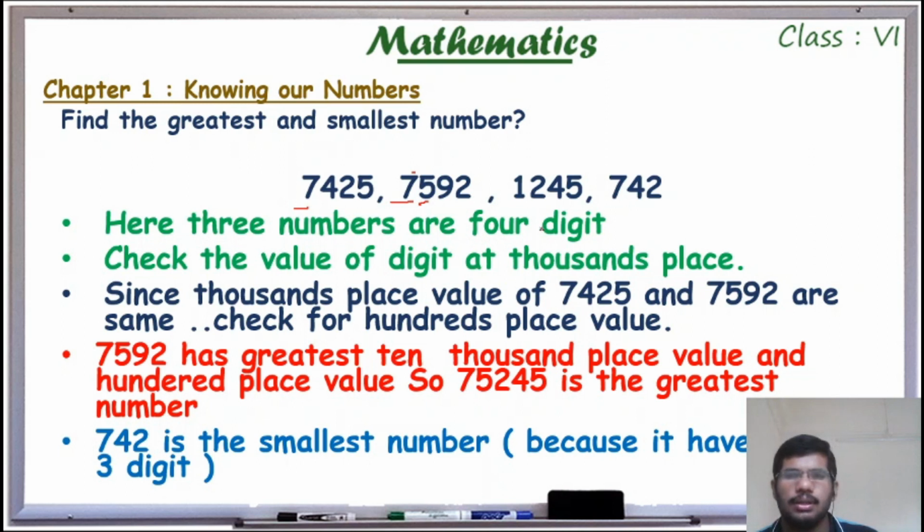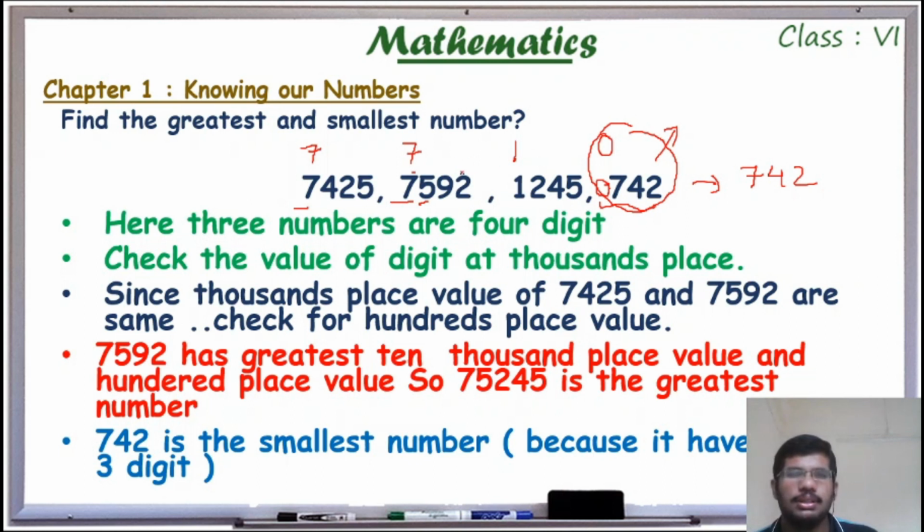Once more I will say, here we have 4 numbers. One is a 3 digit number and the other 3 are 4 digit numbers. I am writing the thousands place value of each number. Here it is 7, here it is also 7, here it is 1, here it is 0, because we have to make it 4 digits. So the smallest number will be the 0 one, because 0 is the smallest number. So 742 is the smallest.